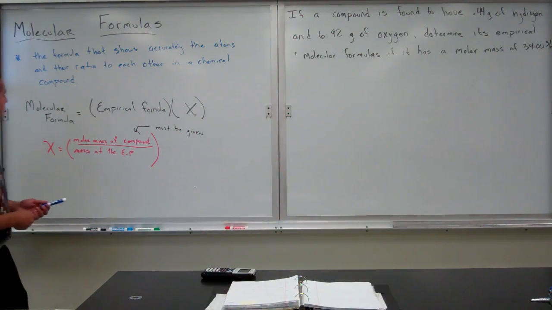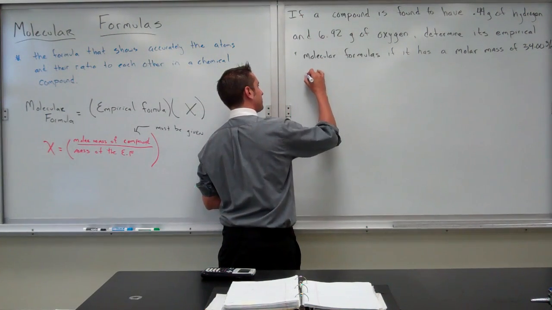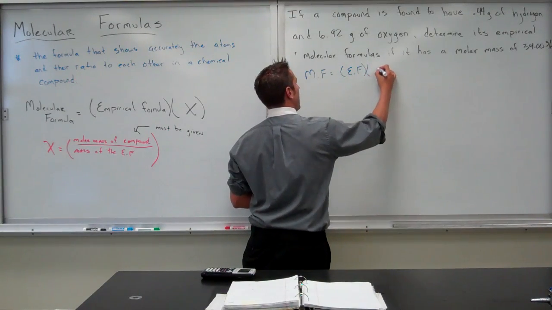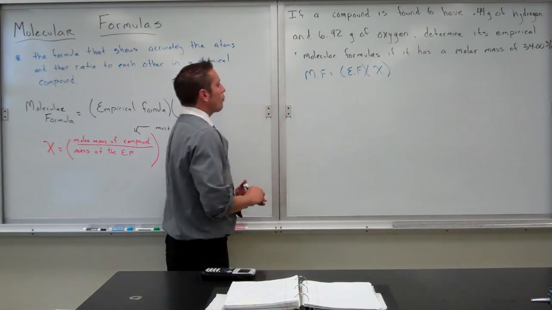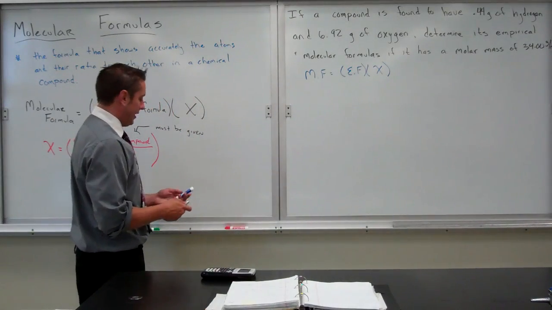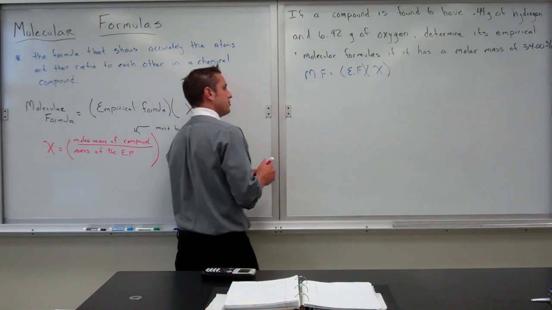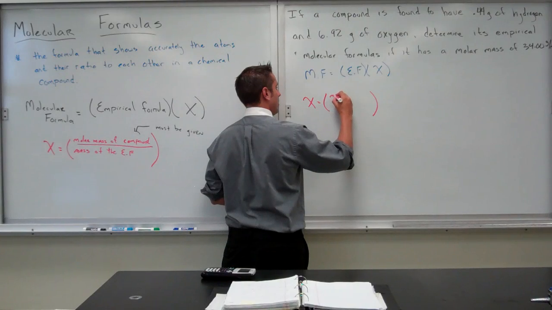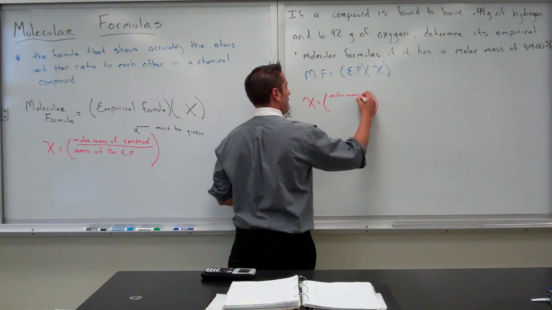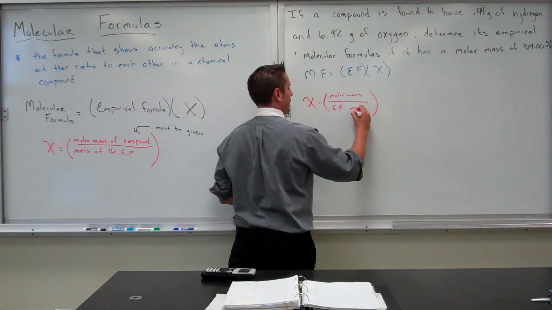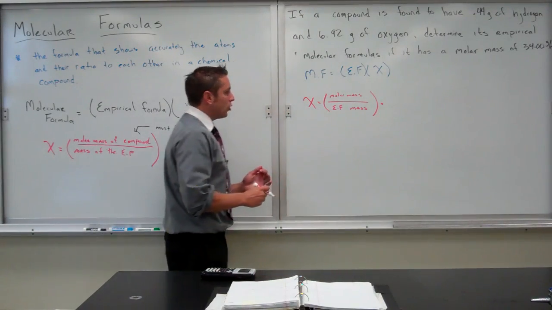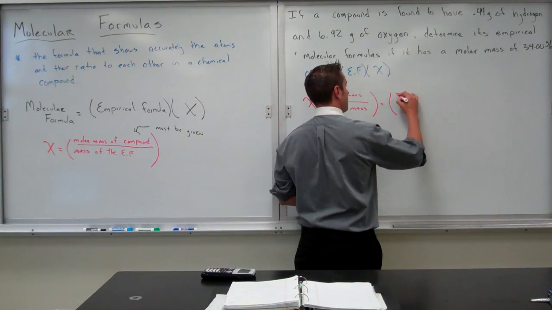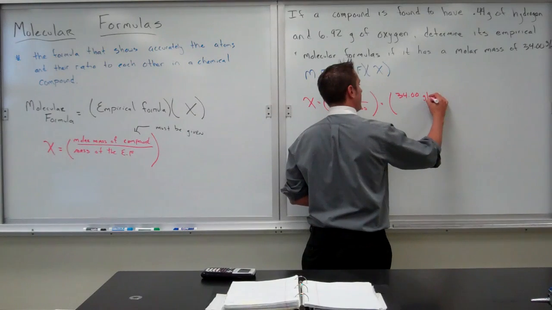So the first thing we're going to have to do is determine our empirical formula so that we can plug into this equation. So if I list my equation, molecular formula is equal to empirical formula times X. I'm going to have to get my empirical formula and X just like we did in the previous problem. So X in this case is the molar mass over the empirical formula's mass. The molar mass is always supposed to be given to us. Well, sure enough, it was. It's 34.00 grams per mole.